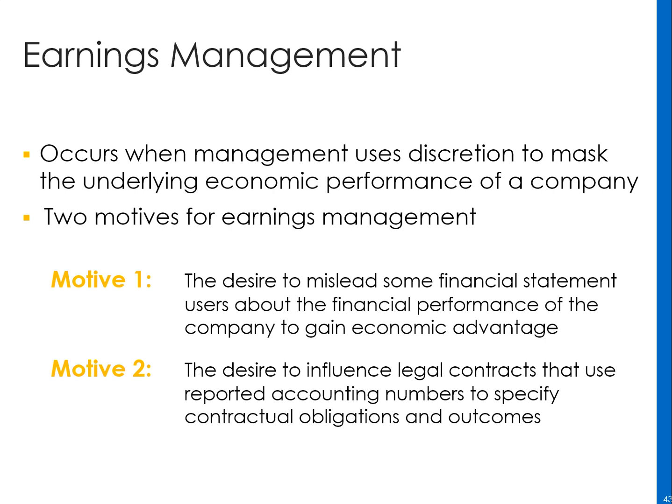So the final topic is earnings management. Earnings management occurs when managers use discretion to try to hide information about their actual economic performance. There are two motives for earnings management. One motive is they try to mislead the financial statement users about the performance of the company in order to gain economic advantages, for example, higher salaries or bonuses.